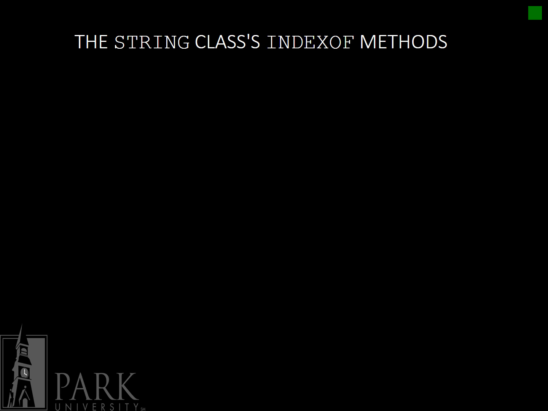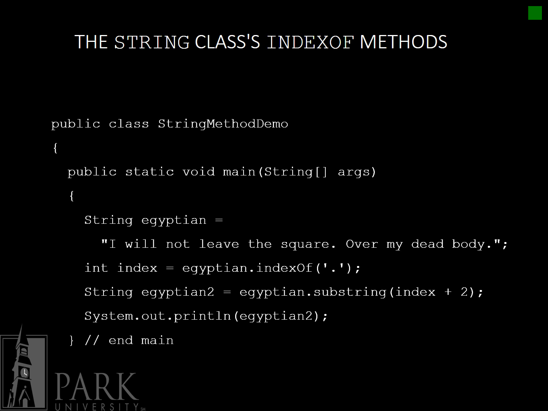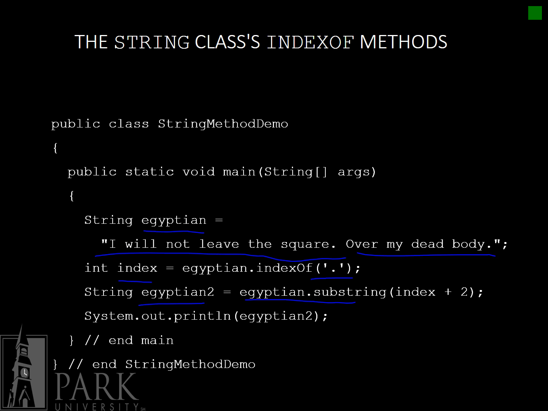So go ahead and review the program here. And what do you think the output will be? You have a string called Egyptian. We got some biblical quotes. It says, "I will not leave the square over my dead body." And then we say the index is equal to the index of the period. And then we have another string called Egyptian2, and it is returning a substring from the position of the index plus 2, and then it's printing that out.